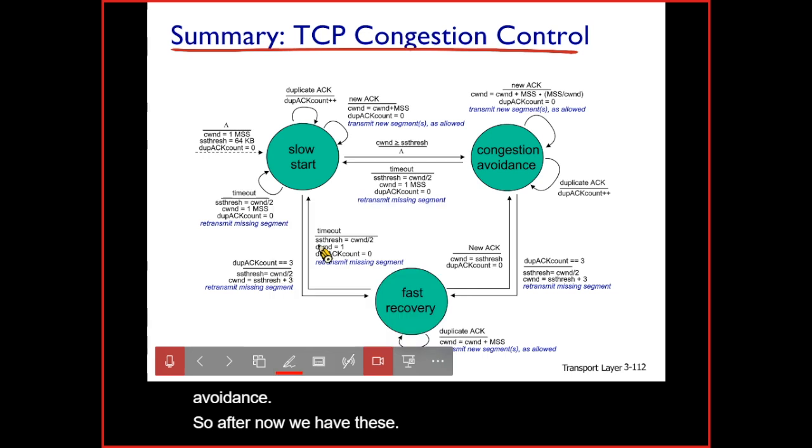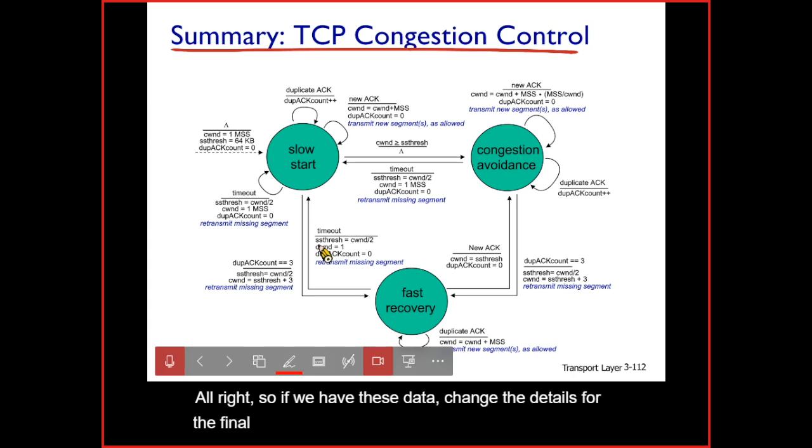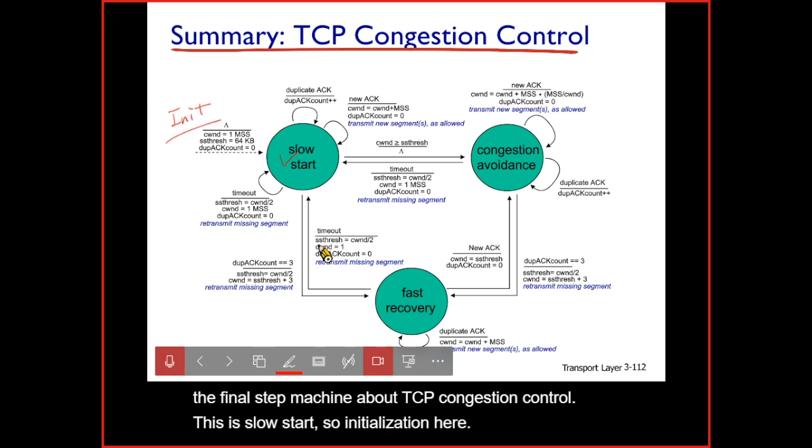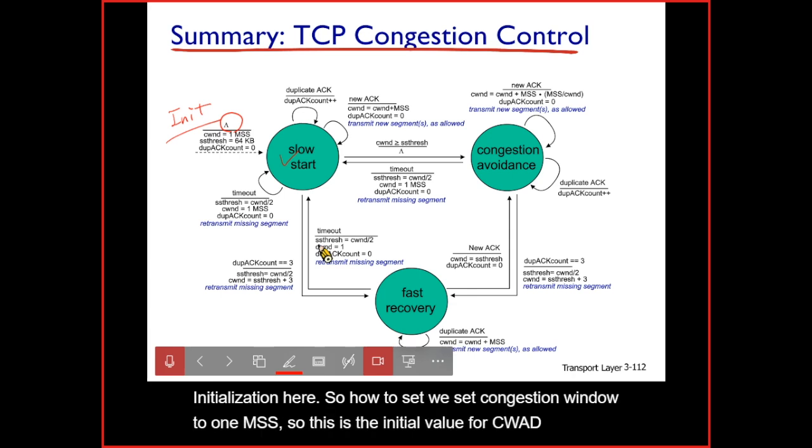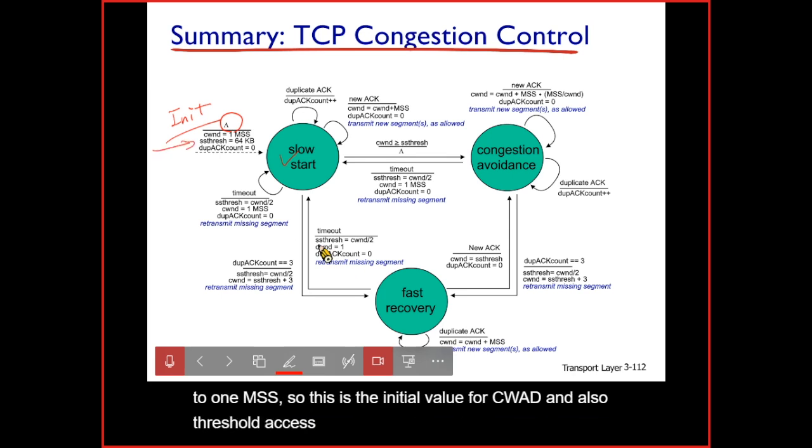So if we have these, we can check all the details of the finite state machine for TCP congestion control. This is slow start, so initialization here. How to set it? We set the congestion window to 1 MSS. This is the initial value for CWND. As for the threshold, SSthresh, this is the default setting: we set it to 64 KB.